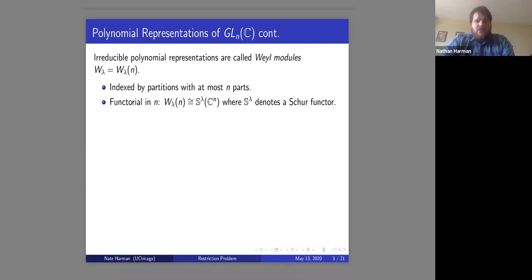But what's important is that as we vary n, we can really think of these W lambdas as being one object, as opposed to a sequence of different representations of different groups.